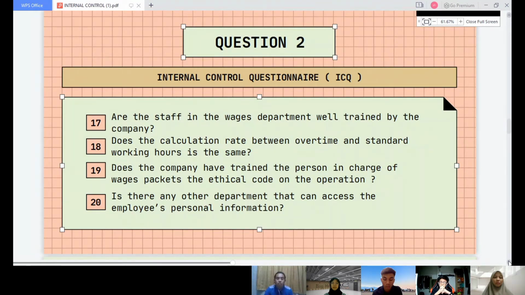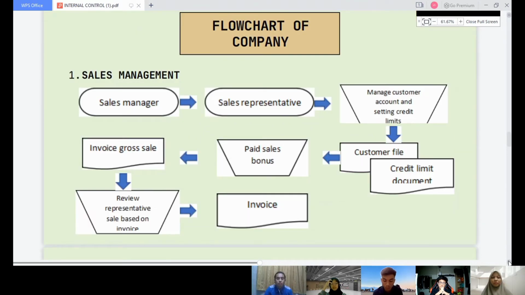And then 19, has the company trained the person in charge of the wage package on the ethical code in the operation? And then 20, lastly, is there any other department that can access the employee personal information? Okay, next, I will continue the presentation. I will explain about the flowchart of the company.